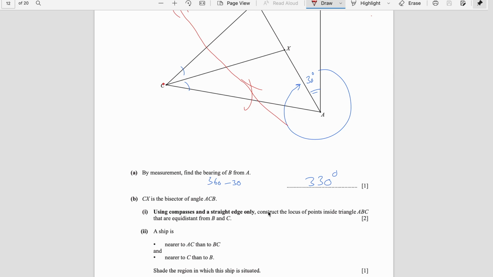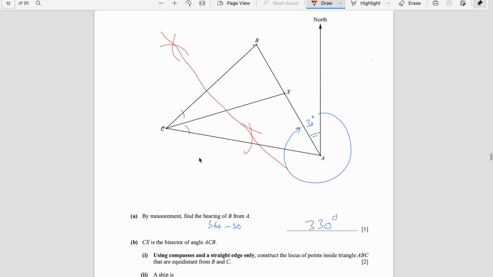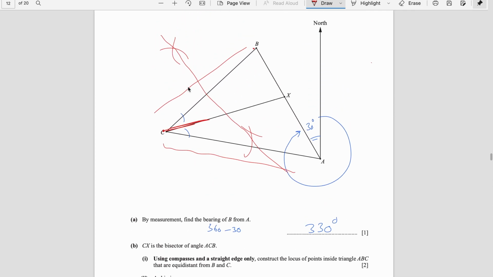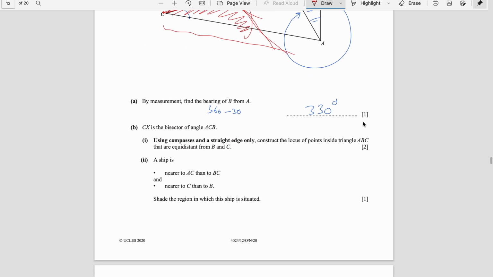A ship is nearer to AC than BC. So nearer to AC than BC, the angle bisector is already there. So this is below this line, nearer to AC. The second part says nearer to C than B. The perpendicular bisector is already in place. Nearer to C is this side and not this. So you're left with this area to be shaded.